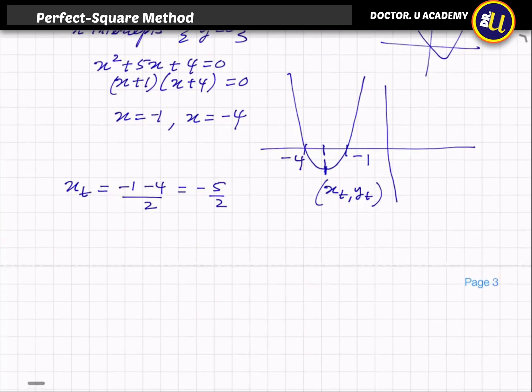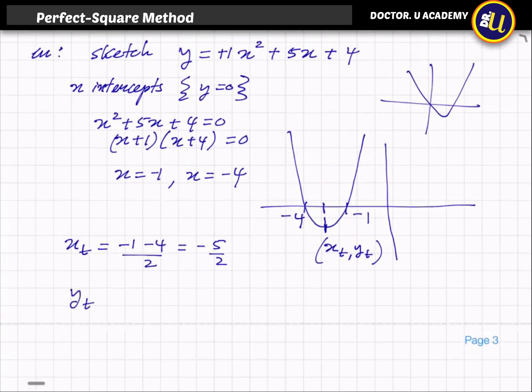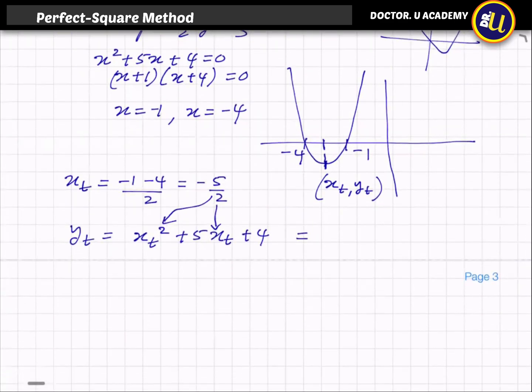So now how to find yt? To find yt, yt would be xt squared plus 5xt plus 4. So it's just a matter of you putting this value over here and then simplifying that, and that would be the answer for yt. So that's how you find the turning point.